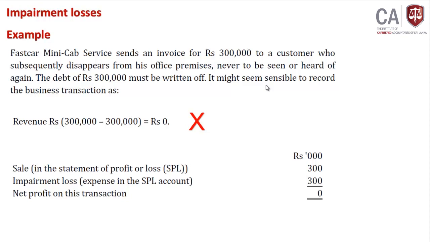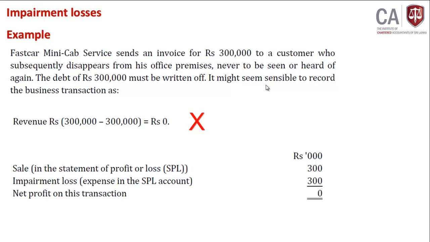The debtor's 300,000 rupees must be written off. No option, you have to write it off. It might seem sensible to record the business transaction as revenue of 0. But you can't do like that. That's why I marked it wrong, with a cross mark in red color. So you can't record revenue as 0.